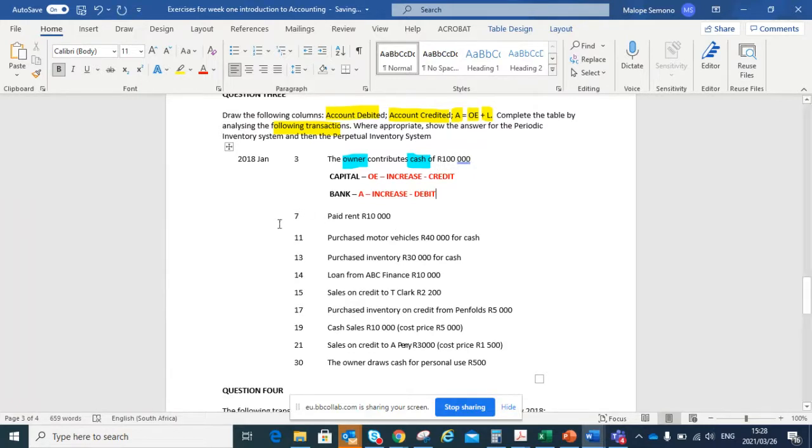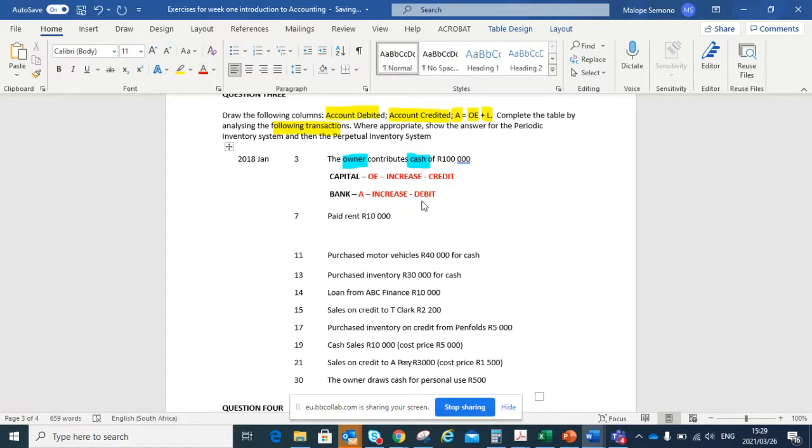Okay. So the next one that we need to deal with now is going to be the rent. On the 7th, obviously, because you've got the format, write the 7 already under your date column. Just write the 7th. Now, what happened on the 7th? We paid rent. Remember, these books are our books. So we paid rent. So we must do the same thing that we did.